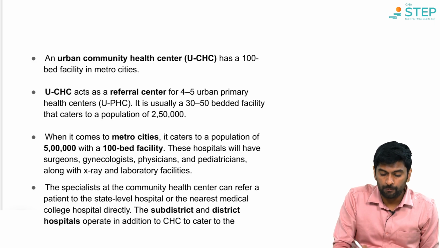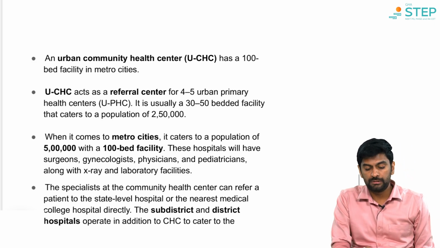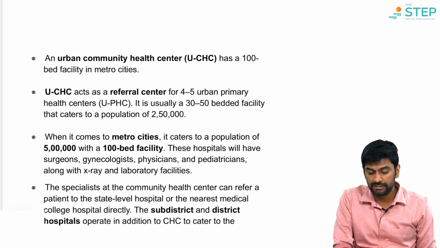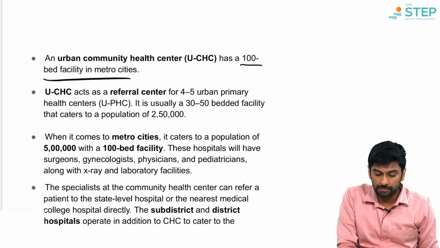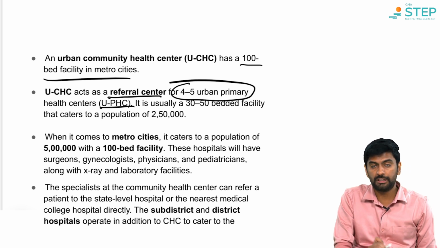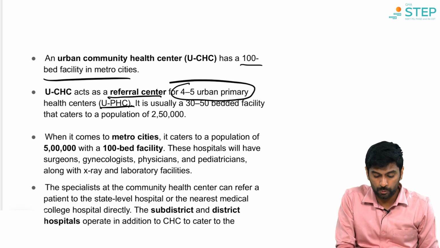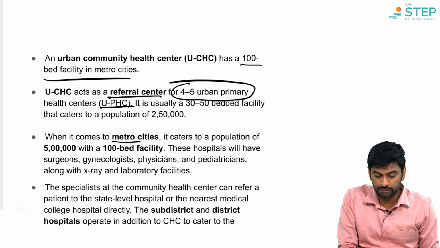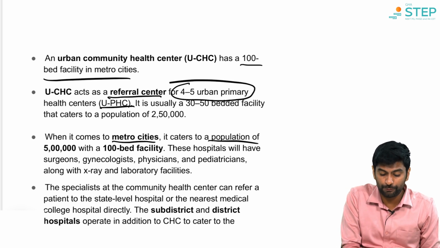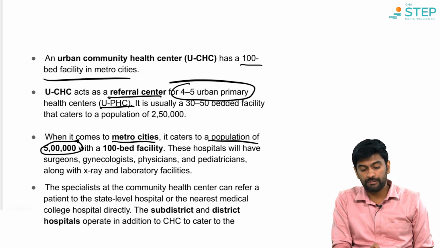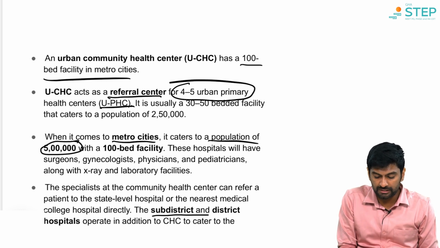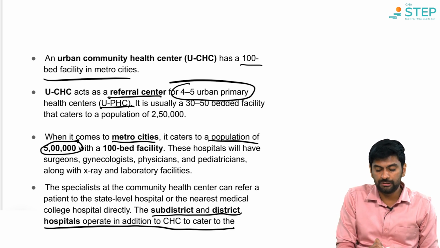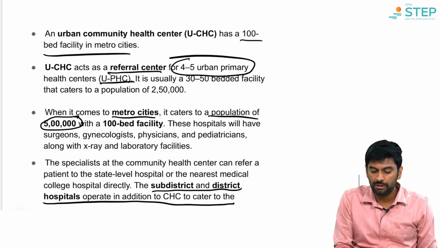Now, what we know about an urban CHC is that it is a 100-bedded facility in the metro city. And an urban CHC acts as a referral center for 4 to 5 urban primary health centers. Keep that in mind. So then when it comes to metro cities, it caters to a population of 5 lakh with the 100-bedded facility as already mentioned. And the sub-district and district hospitals operate in addition to CHC to cater to the population.